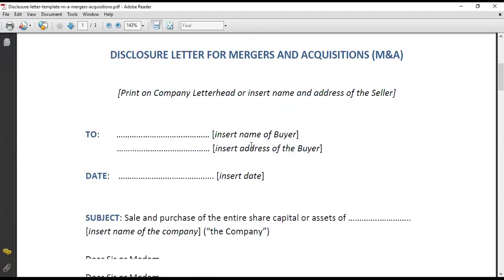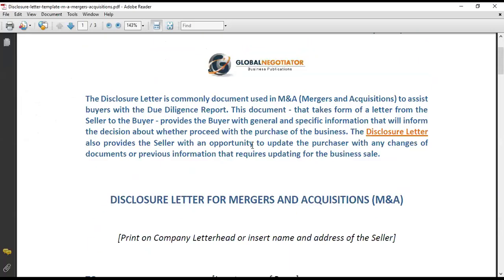So this one I got online. Yeah, so it is just a disclosure letter. A disclosure letter is a document commonly used in mergers and acquisitions to assist the buyer with the due diligence report. It takes the form of a letter from seller to buyer, providing the buyer with general and specific information that will inform the decision about whether to proceed with the purchase of the business. The disclosure letter provides the seller with an opportunity to update the purchaser with any changes of documents or previous information that requires updating.